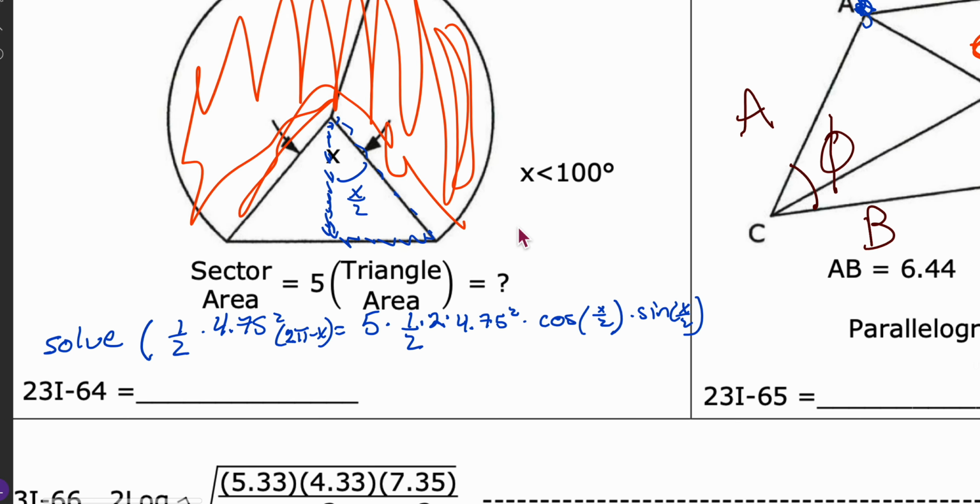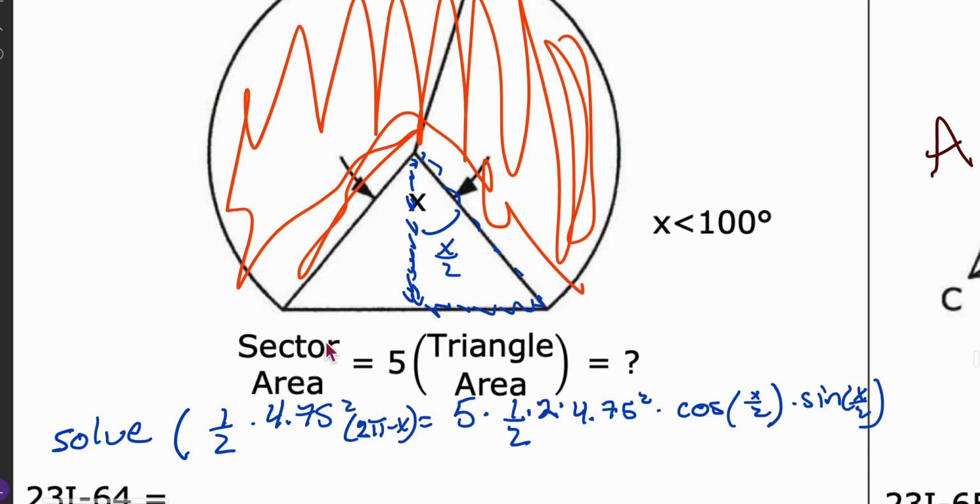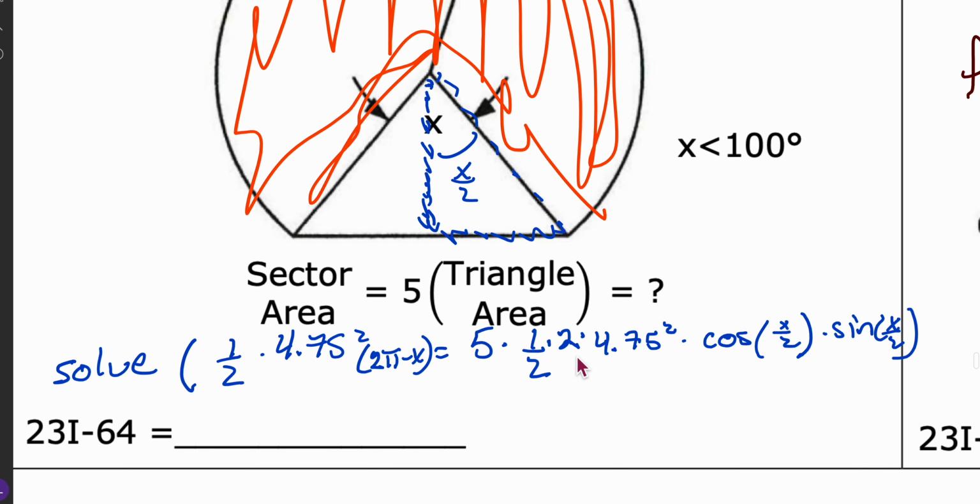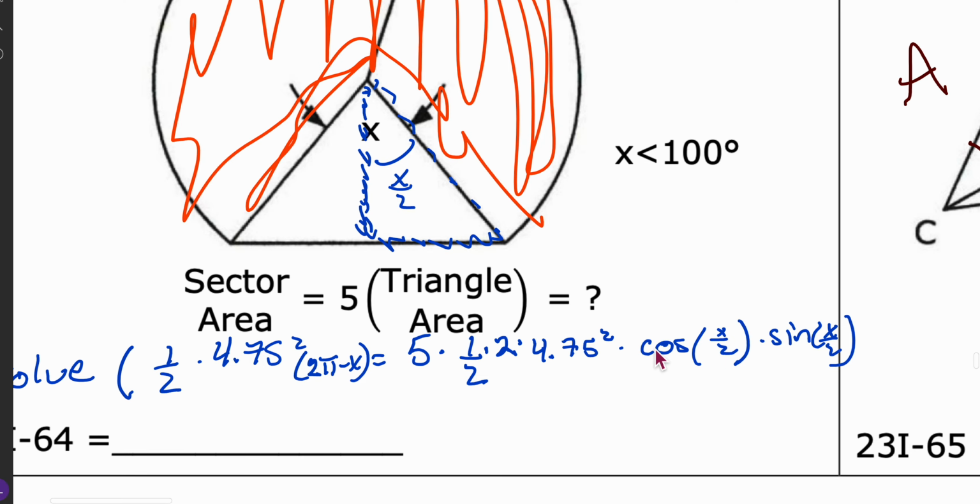The easiest way to do this question is to throw it into the solver. So 1/2 r squared theta, 2 pi minus x, is going to equal 5 times 1/2 times the side squared times cosine of x over 2 times sine of x over 2. But that's only going to give us the area of one of these blue triangles. We need to double it because of the left side over here. You throw that into your solver, stick a fork in it, we're almost done.